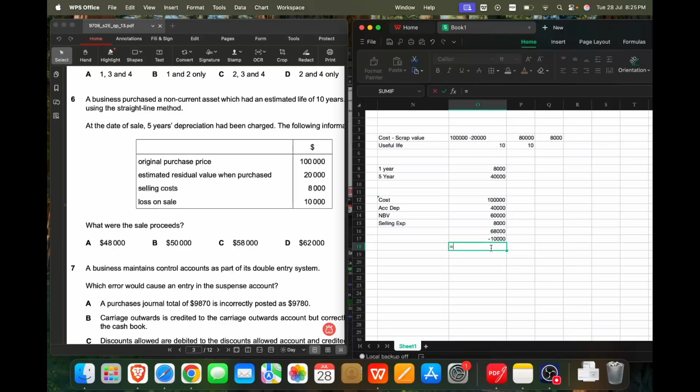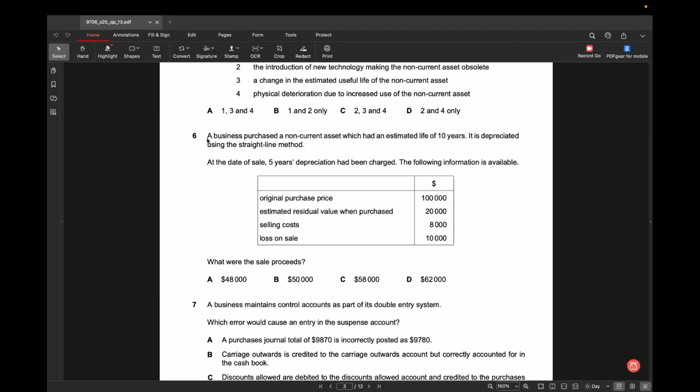That means I sold this asset for 58,000 here. Okay, because this is your loss and this is your sales proceeds. Only if I sell this asset for 58,000, it will cover the 8,000 selling expense, and then we incur a loss of 10,000. Okay, so your correct answer for question number 6 is 58,000, C.